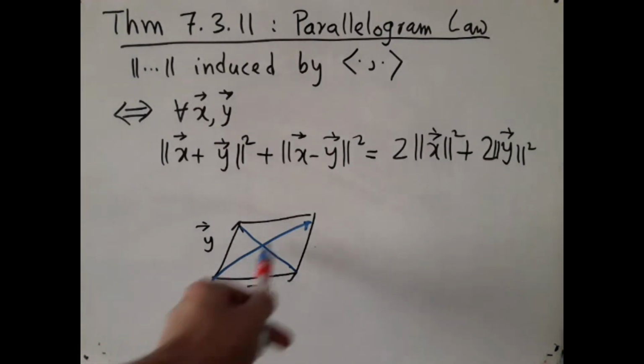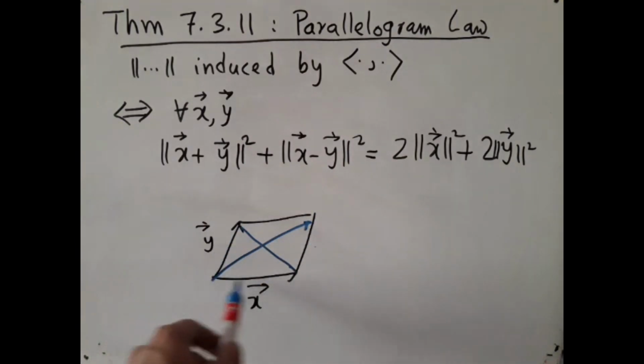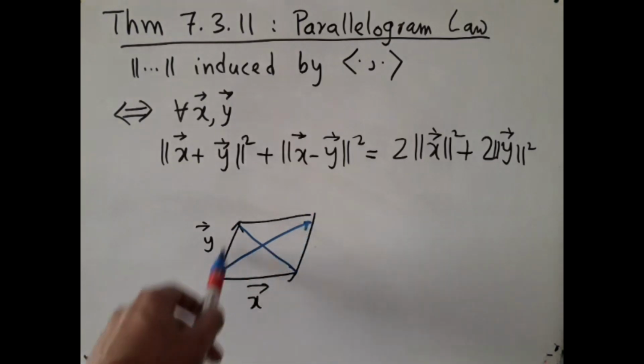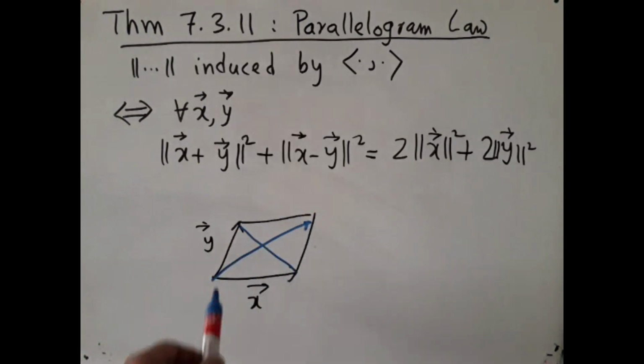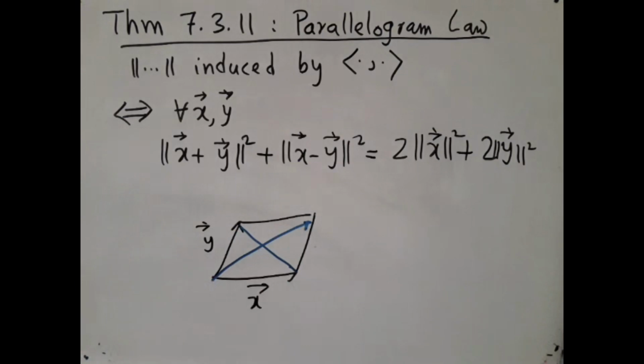So it says that if I add the squared lengths of the two diagonals of a parallelogram, then I get the sum of the squared lengths of all the sides, because this is squared norm of x, squared norm of y, this is also squared norm of x, and this is also squared norm of y. So that's basically a geometric theorem. The non-trivial fact is that you actually have an if and only if relationship.